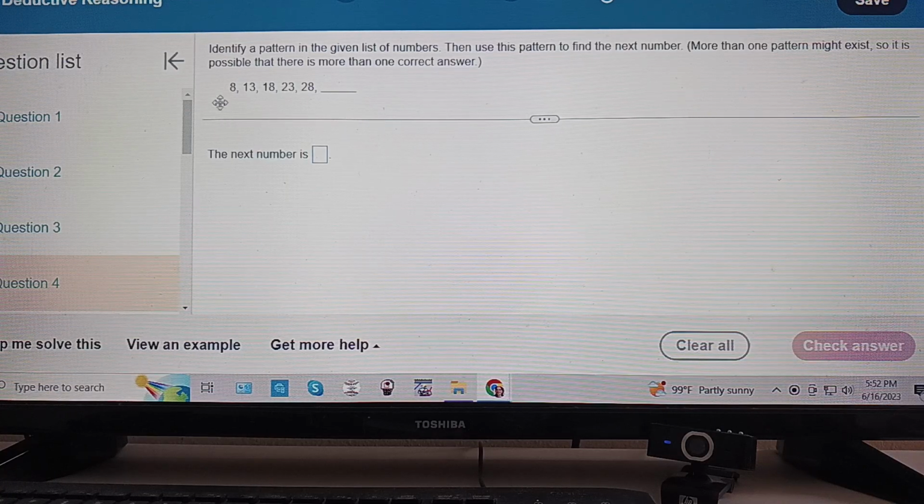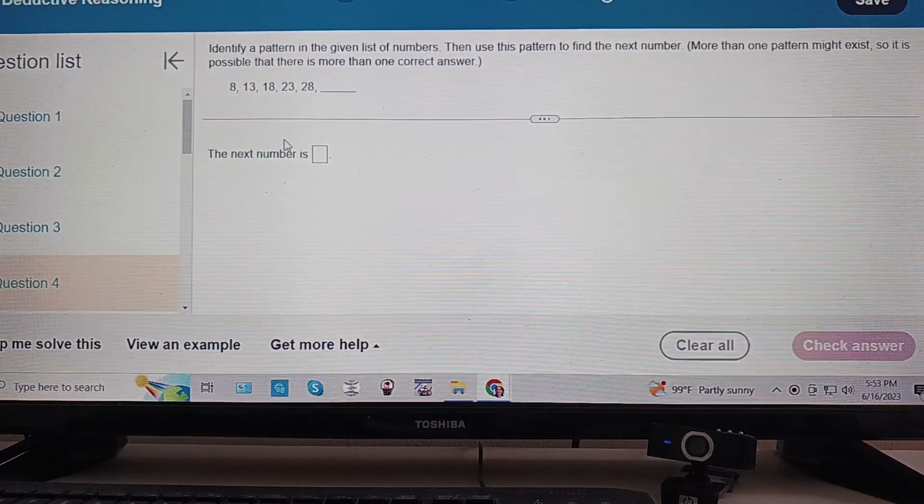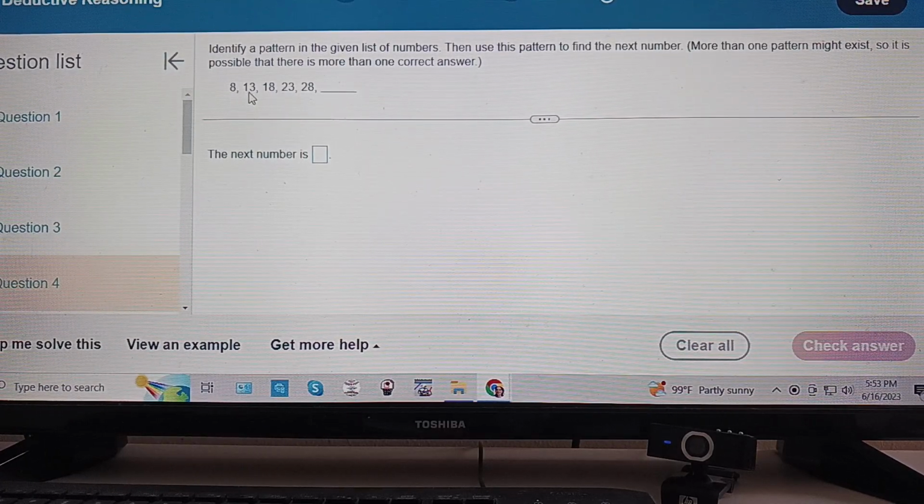Okay. So one thing I look for is, are you adding, subtracting, multiplying, or dividing by the same amount first, constantly? Or sometimes it goes up 1, then up 2, then up 3. Is there maybe a pattern to what it's going up by? Here it's from 8 to 13. You could add 5 to get from 8 to 13. And then if you add 5 again, you get from 13 to 18. Then add 5 again, you get 23. Then add 5 again, you get 28.